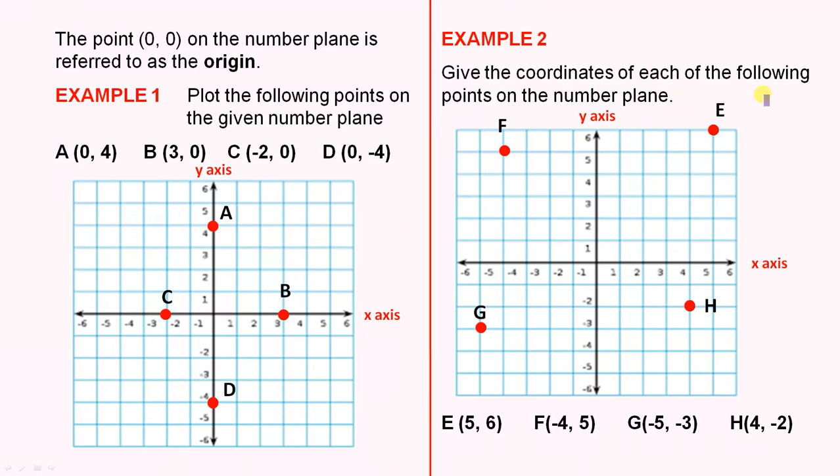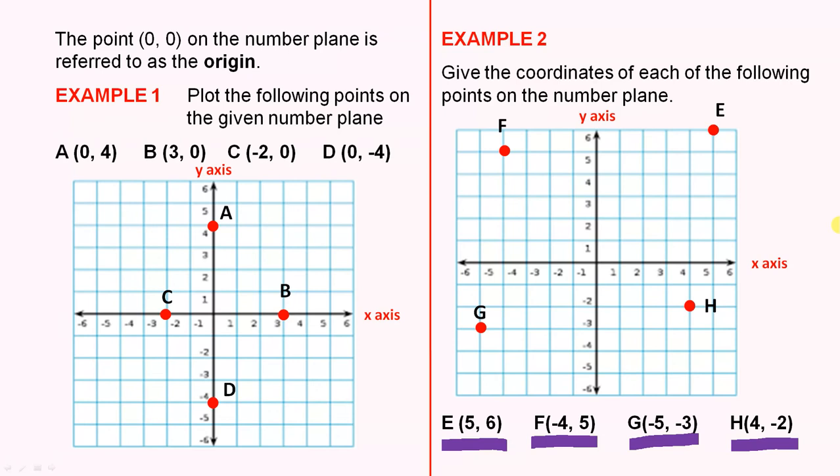Example 2. Give the coordinates of each of the following points on the number plane. Let's start with E. There's the origin, so E is 5, 6. We start here, let's do F. -4, 5. There. G is -5, -3, there, and H is 4, -2. And there we are.